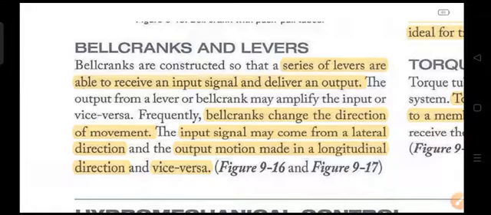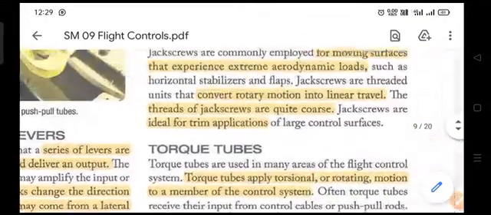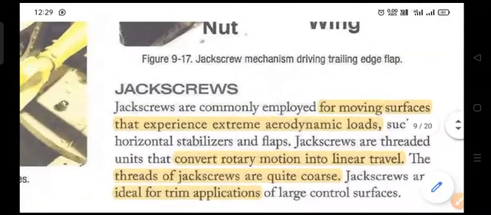So there is a series of levers that are able to receive an input signal and deliver an output signal. Bell cranks change the direction of movement, just like a pulley also does the same. Input signal may come from a lateral direction. Lateral means it's a sidewise direction from which you are either pulling it or pushing it, and the output motion is made in a longitudinal direction or vice versa. I mean, let's say somebody is pushing something from the lateral side, in some other direction it will be changed. Okay, so it is to change the direction of motion also.